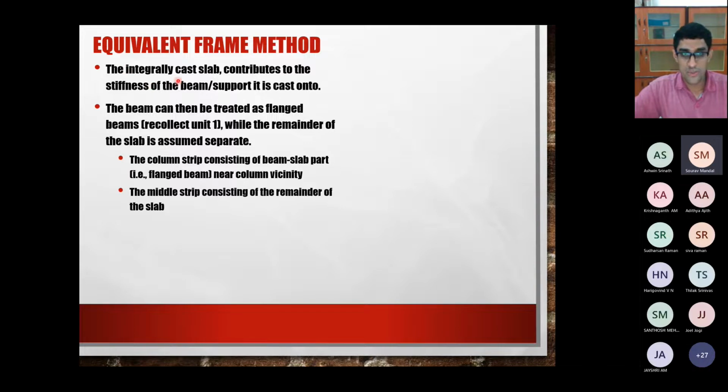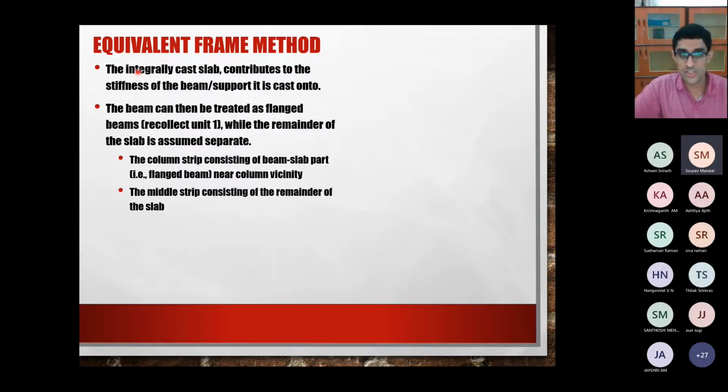So, as you know, this equivalent frame method is not only for flat slabs. It's also for slabs which are supported on flexible beams or flexible supports. It's used for both. In fact, it can be used for anything, even for your normal two-way slab, if you want. It's a very general method. It can be used for flat slabs, for flexibly supported slabs, and for the normal conventional slabs also.